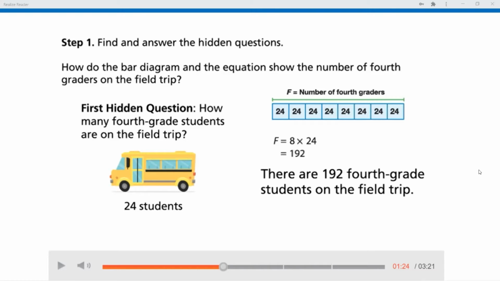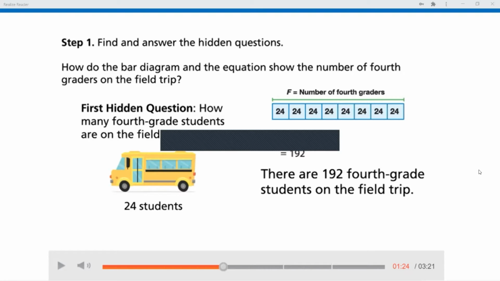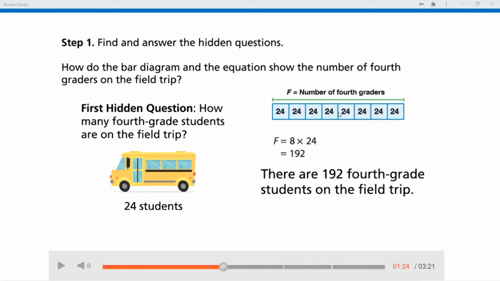Now let's take a look at what we have. Our bar diagram shows 8 sections with 24 in each section. So there's 8 groups with 24 in each group equals F, which is our total number, the 4th graders on the trip. So 8 groups of 24 is the same thing as saying 8 times 24, and we know that both of these are equal to F, which is the number of 4th graders.